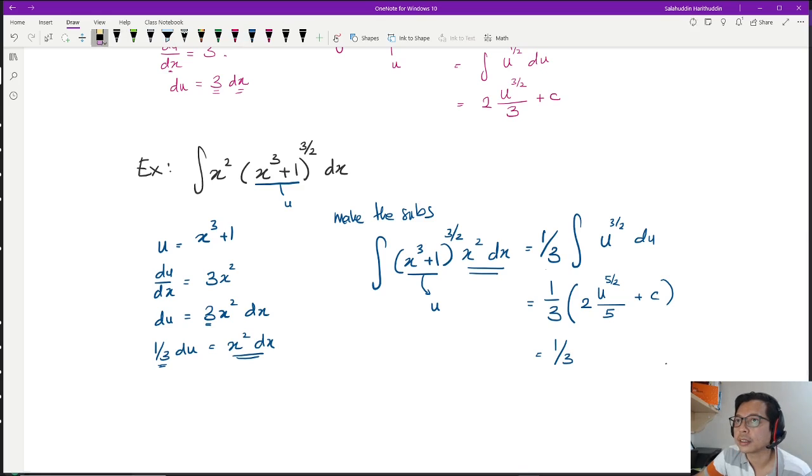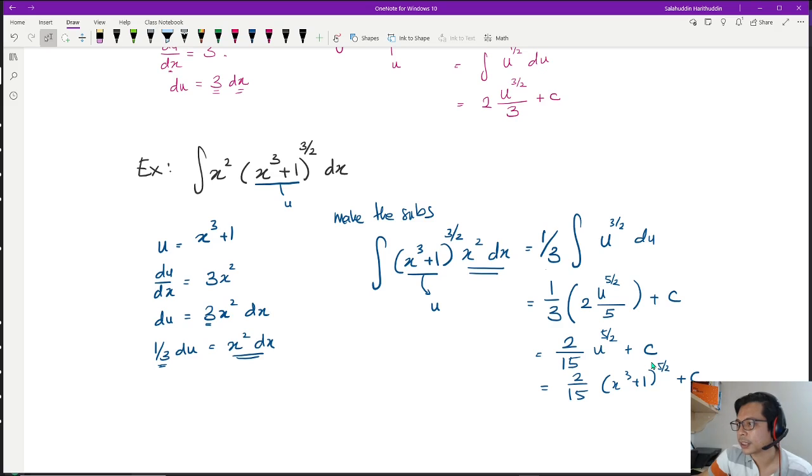I'm just leaving 1/3 outside, plus c. So 2/15, u to the power of 5/2. Then rewrite u again with x cubed. So 2/15 times (x cubed plus 1) to the power of 5/2 plus c. Alright, so that's another example.